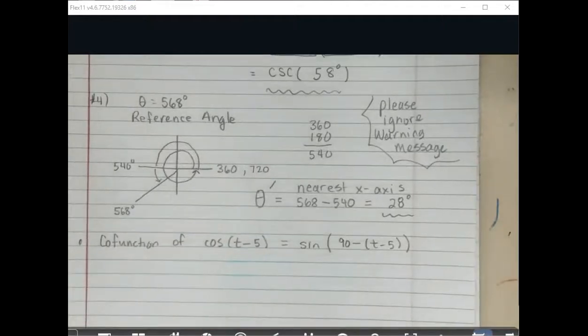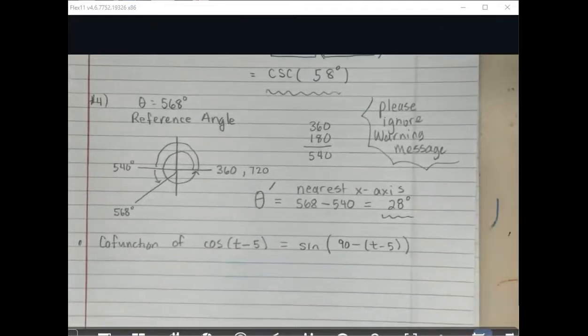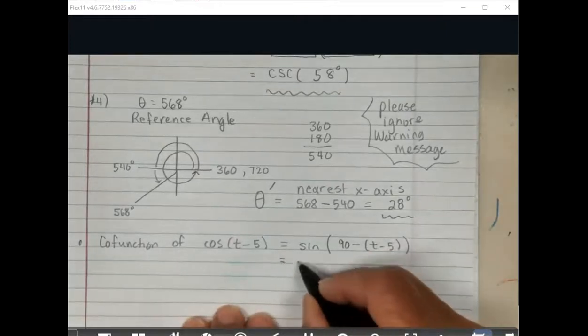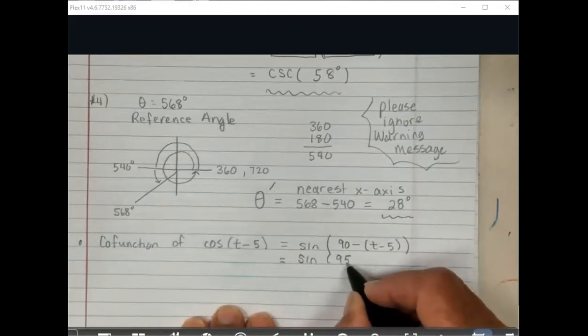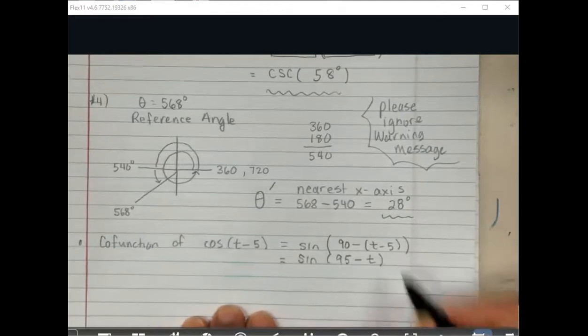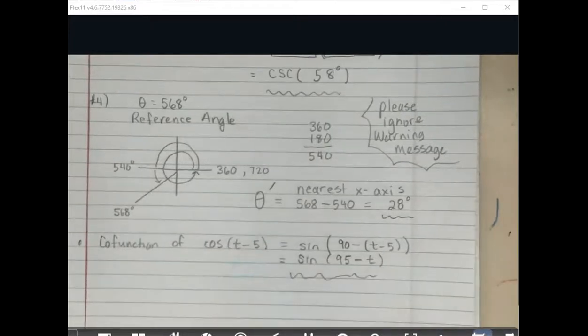You can enter that just like that, or you can simplify a little bit. If you were to distribute the minus sign, this becomes 90 minus t plus 5. So you can write that as 95 minus t. Okay. So there's that web work problem there.